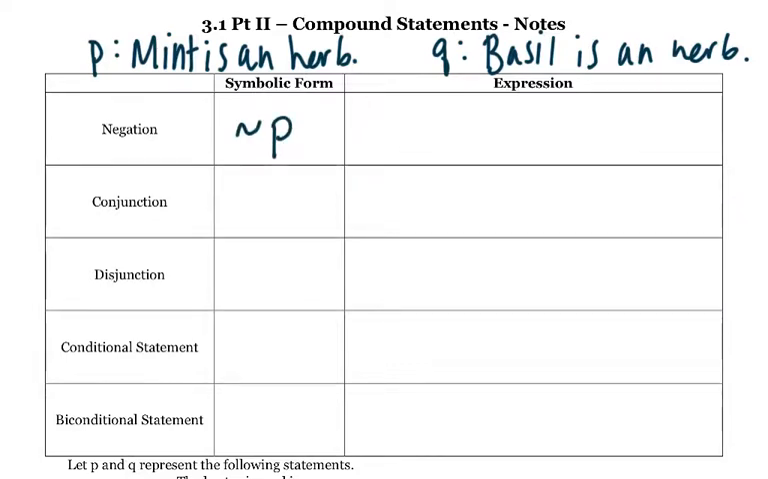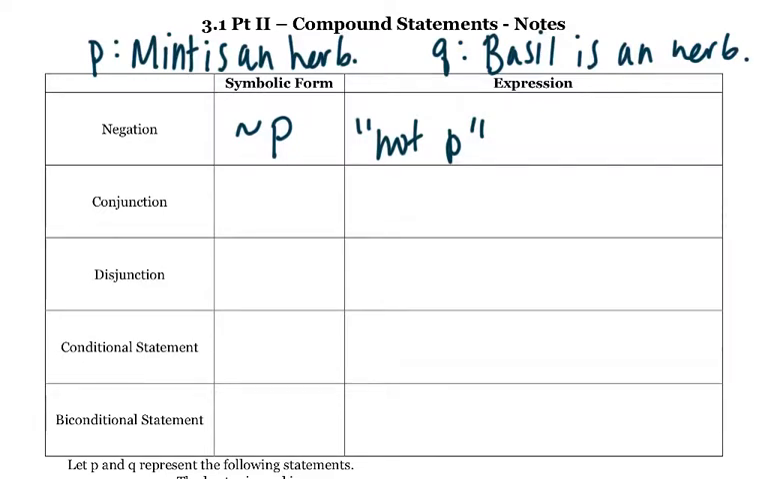And the way we say it is we say not P. So this symbol we would say not P, which is the expression. So if I were to say that for this statement, I would say mint is not an herb. If P is true, then not P is false. If P is false, then not P is true.